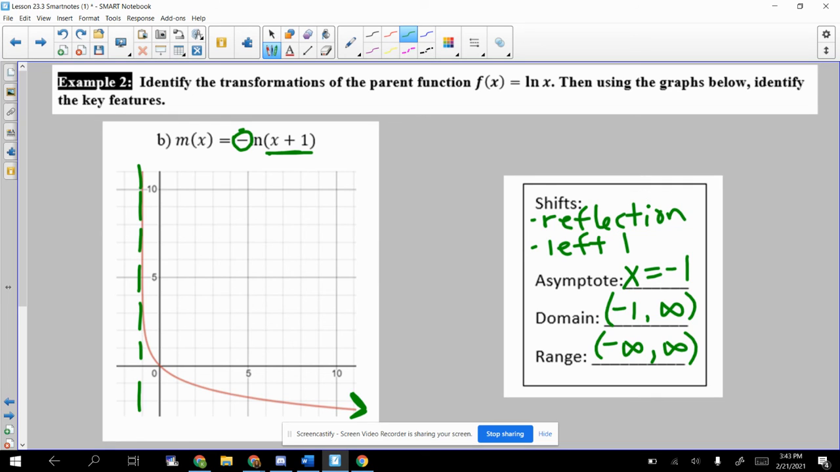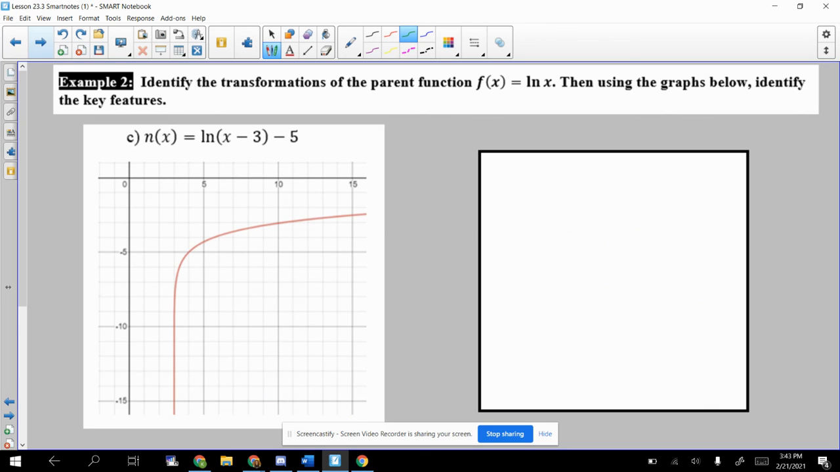Okay, so again, this last one, I'm going to have you guys try that on your own. So you have the natural log of x minus 3, minus 5. State your transformations, state where the asymptote would be, and then state your domain and range.